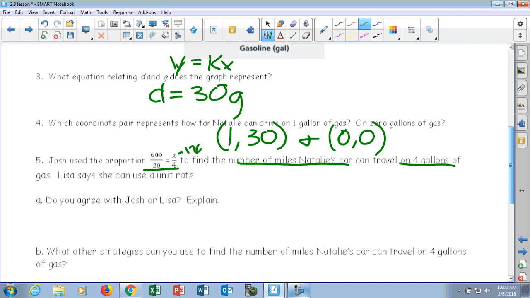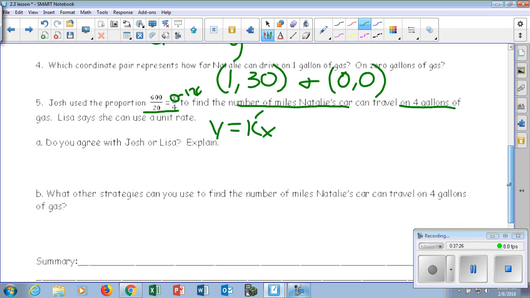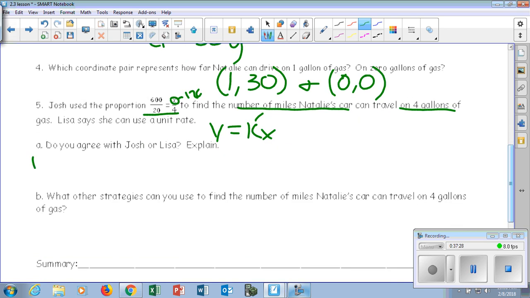Yeah. Lily just told us we can cross multiply 600 times 4, and we can divide that by 20 to give us our number of miles. So yes. Well, what about Lisa? Lisa says she can use the unit rate. Can we use our unit rate? We can use this equation. We can find that using this constant rate equation. Lisa wants to use our unit rate, well, that's our K. We can find that she is correct also.